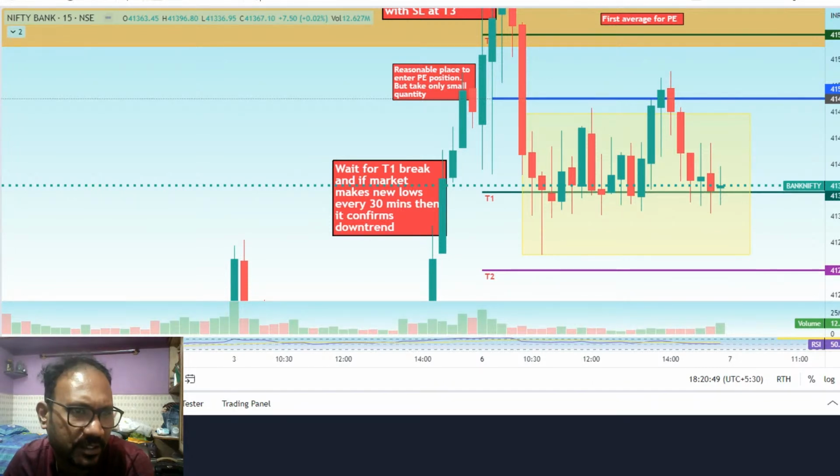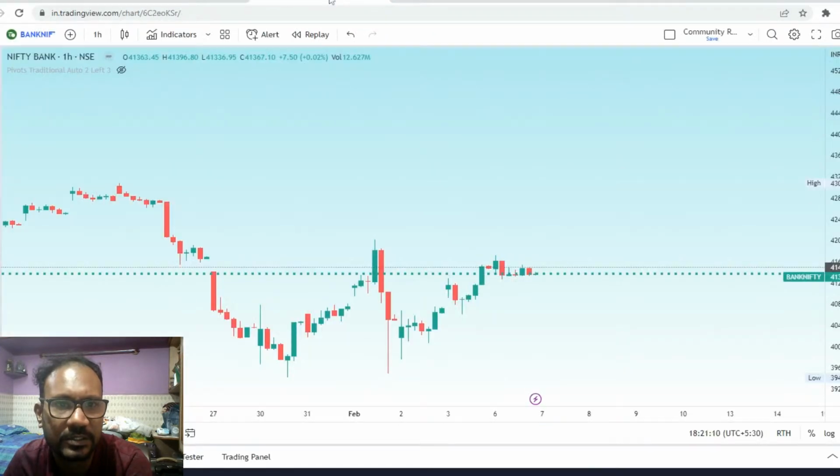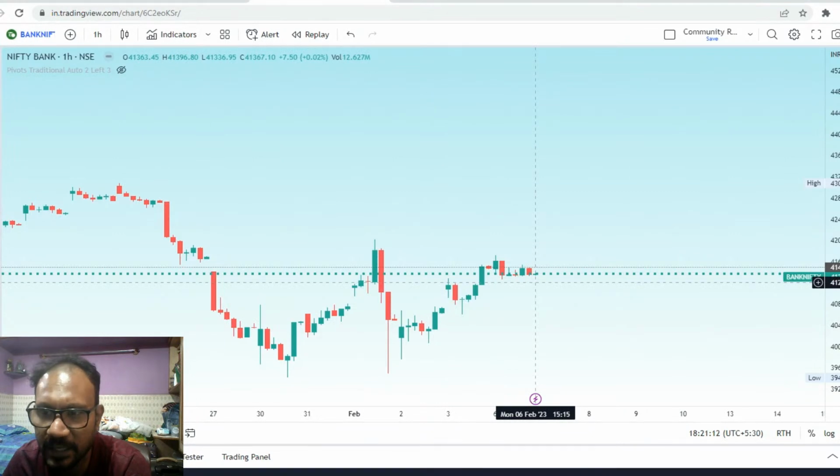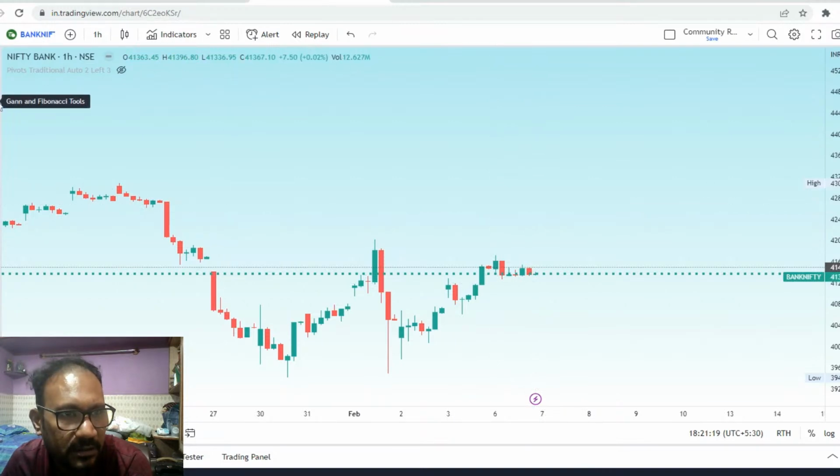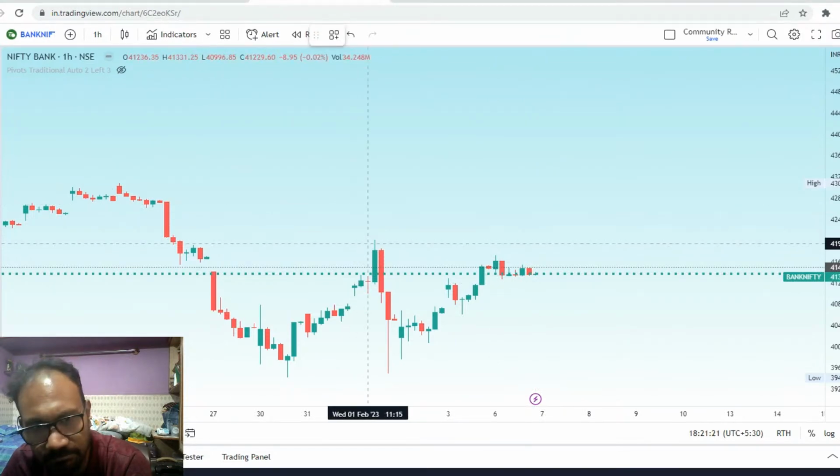Let's start off with Bank Nifty and then try doing the plotting. I think I need to just share the window of this. Yeah, this should be good. Now you must be seeing my window. Yeah. Let's start off with the retracement tool.